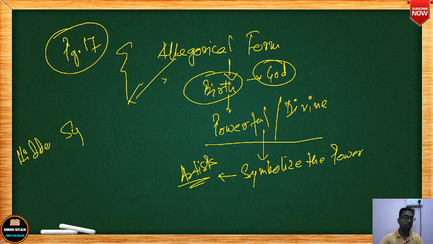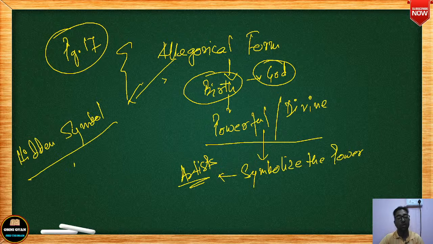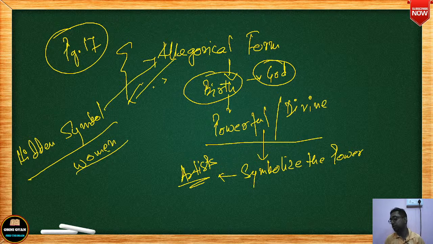See, nation is not the houses that we build. It is not a form of a woman, right? But the hidden symbol behind that formation of a nation is women. This is the hidden symbol, and this is the meaning of allegory.